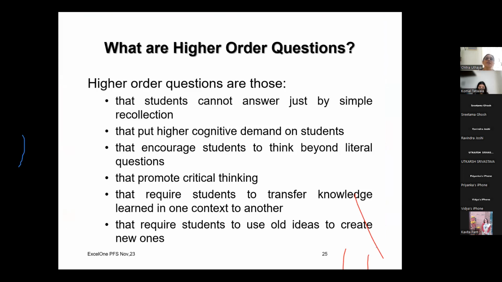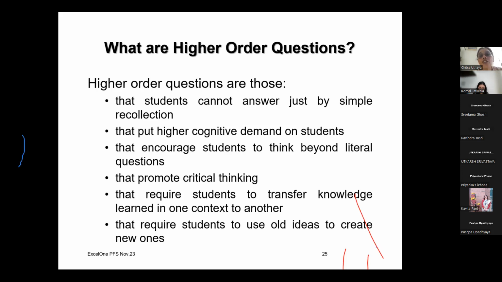Okay. So what are these higher order questions? Everyone talks about HOTS and LOTS. But what is HOTS? So HOTS are questions that the student cannot answer by simple recollection. So something has been taught in class or something is given in the textbook. And if you ask a question where the child has to just recall that information, it does not become a higher order question. So the higher order questions actually put a higher cognitive demand on students. The thinking process, the thought process that is involved in answering the question. So there is a higher cognitive demand.